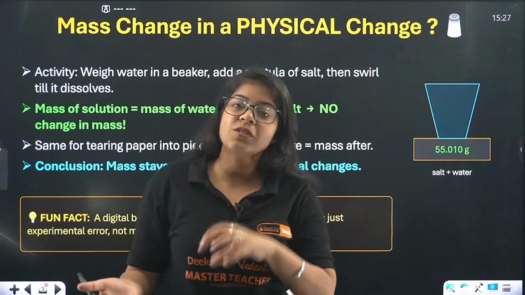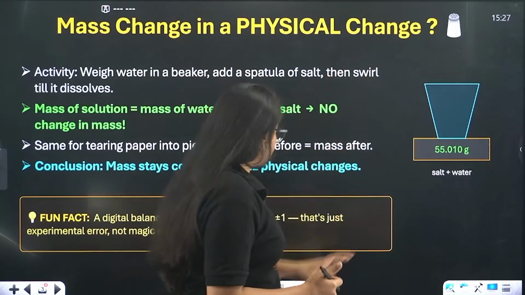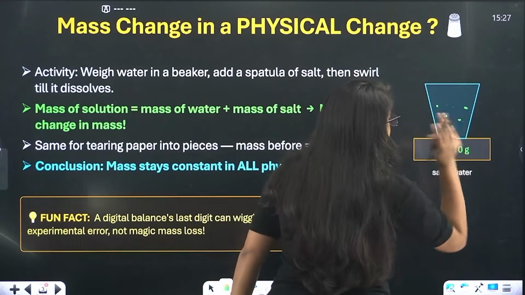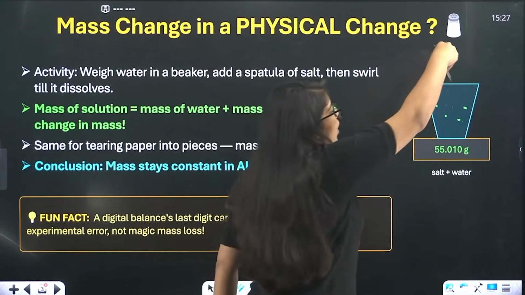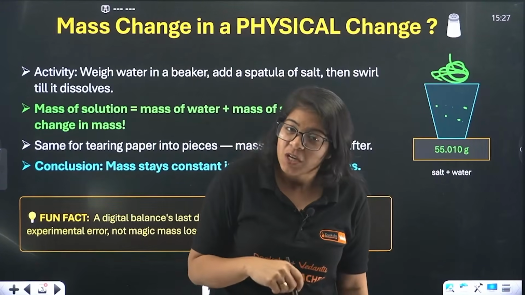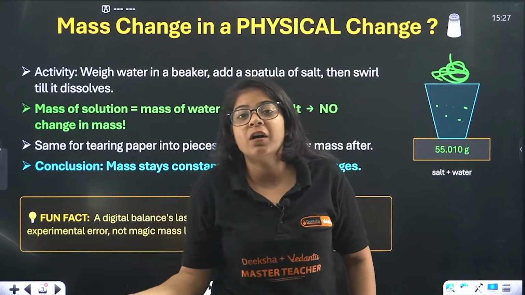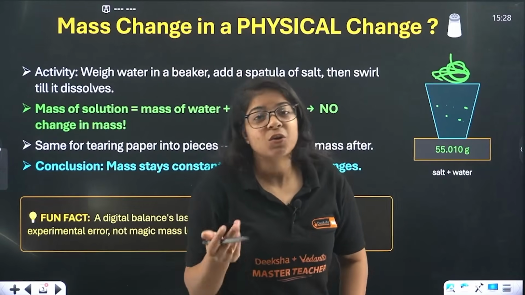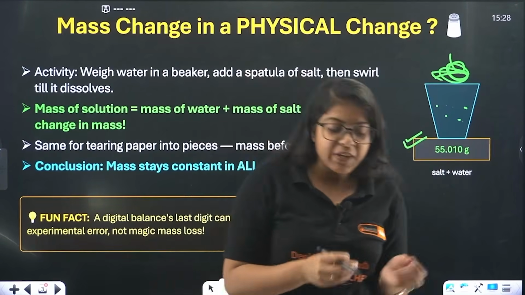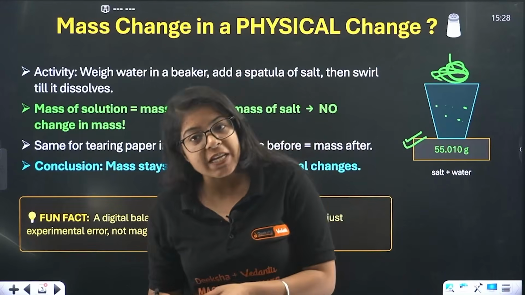Now when the salt is dissolved, let's say you have water and you dissolved your salt in it, and the mass is this 55 gram. Now you swirl it, right? You swirl it. So will the mass change? Now that salt is dissolved in water, will the mass change? No, right? It will stay 55 only. The mass has not changed, right?